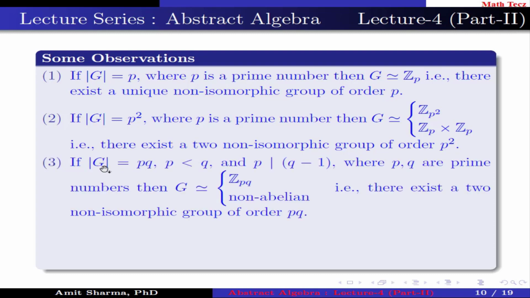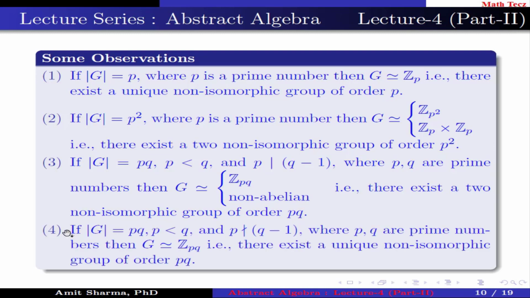Number 3, if the order of G is PQ, P less than Q and P divides Q minus 1, where P and Q are prime numbers, then G is isomorphic to either ZPQ or a non-abelian group of order PQ, that is, there exist two non-isomorphic groups of order PQ. Number 4, if the order of G is PQ, where P less than Q and P does not divide Q minus 1, where P and Q are prime numbers, then G is isomorphic to ZPQ, that is, there exists a unique non-isomorphic group of order PQ.